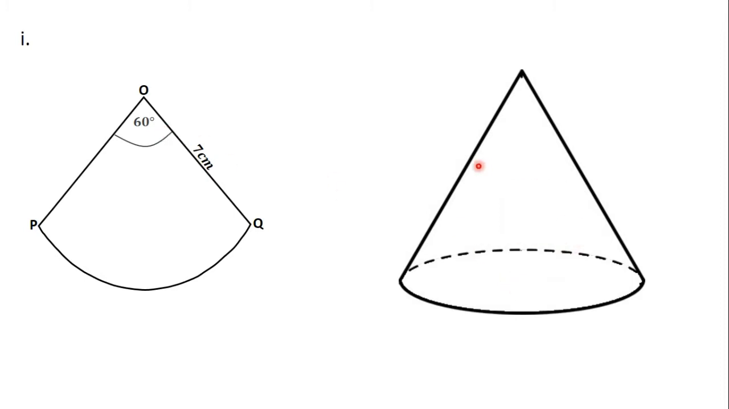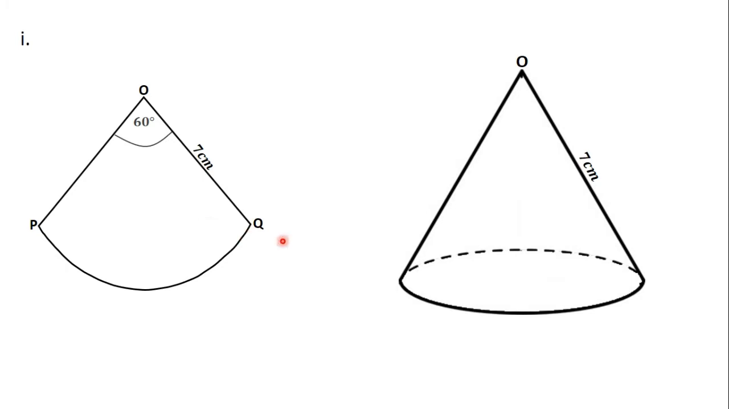If you look at these diagrams very carefully, you will see that if we join the side OP to meet OQ in order to form this cone, then the slant height of the cone will be the same as the radius of the sector. So from this distance to this distance here, which is the slant height of the cone, will be the same as the radius of the sector. So for this cone, O will be the vertex, then the slant height will be 7 centimeters, which is the same as the radius of the sector.